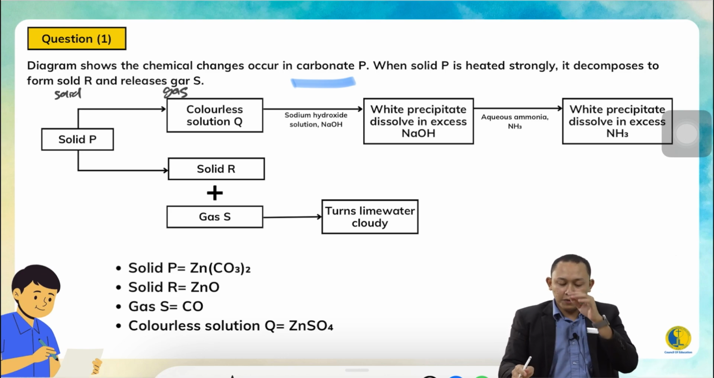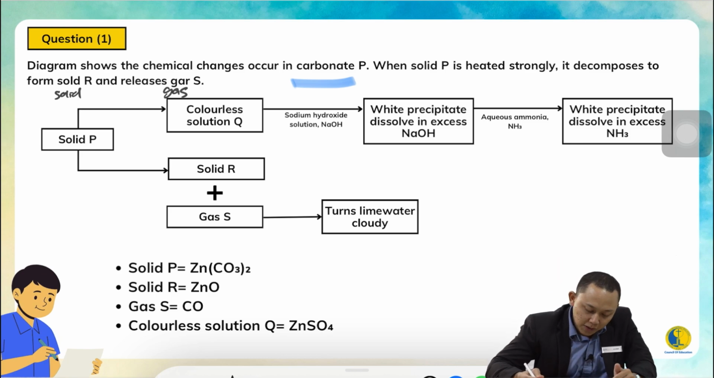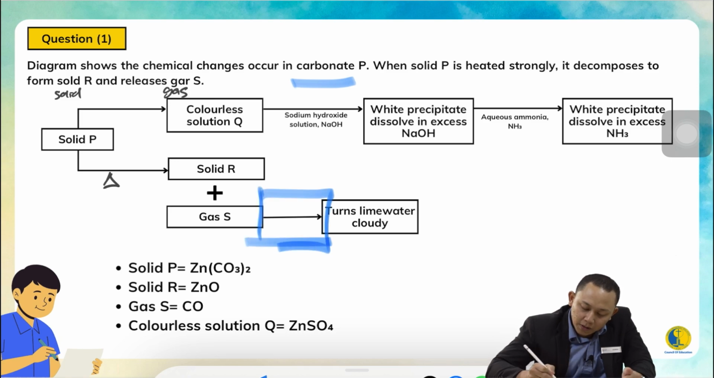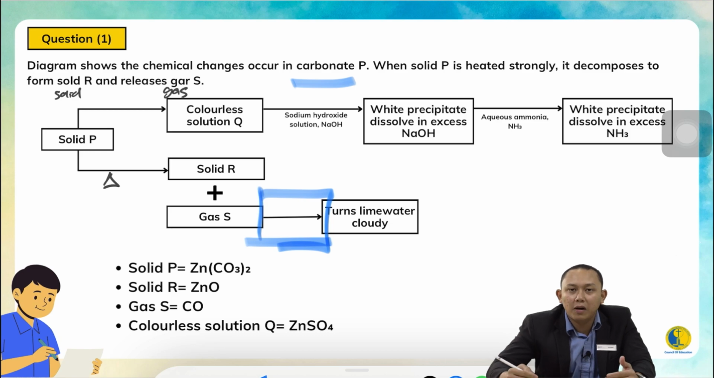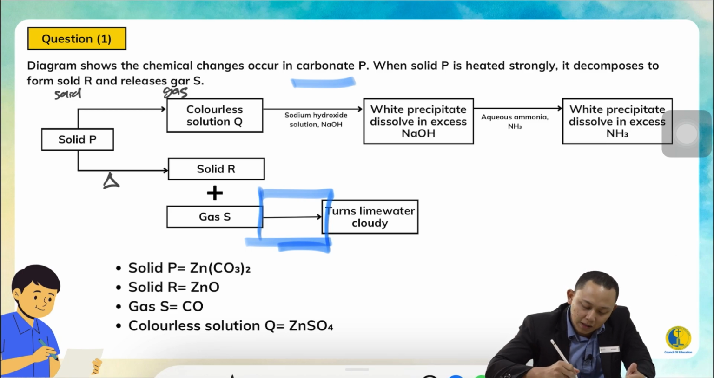Now look at the flow. Solid P is heated to produce a solid R and also gas S. If you can see here, gas S is flowed into lime water, and the lime water turns cloudy. So what does this mean? It means that your gas S is CO2.